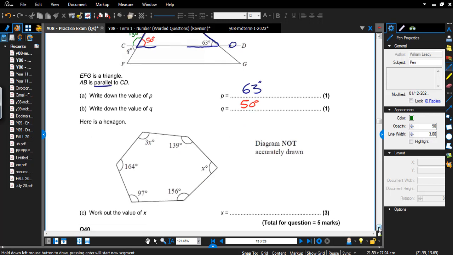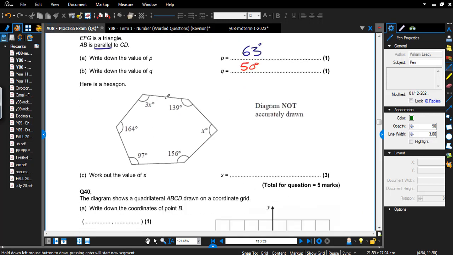Part C, work out the value of X. This is very similar to the one we did before. It is a hexagon. The sum of the angles inside a hexagon, or any polygon, is 180 times n minus 2. Think of a triangle: n is 3 because there are 3 sides. Remember, n is the number of sides.